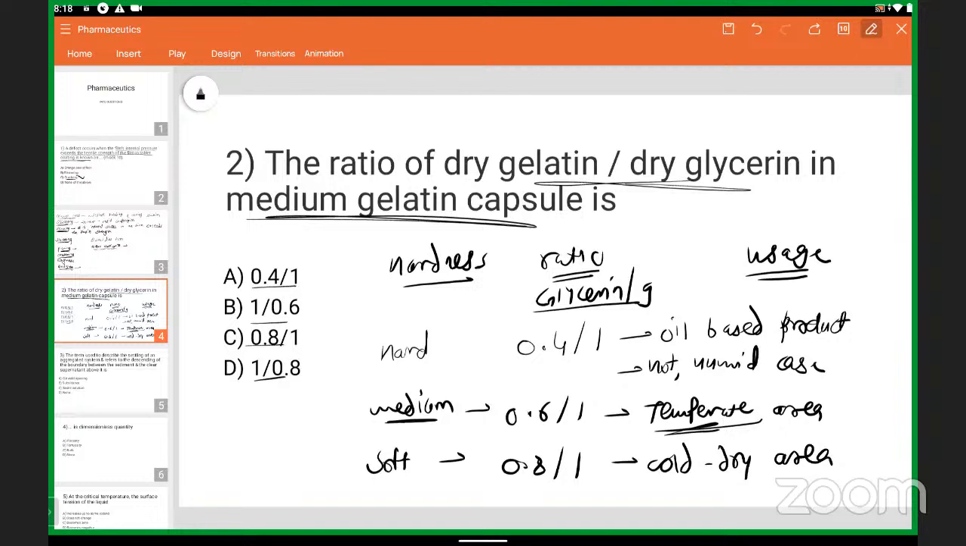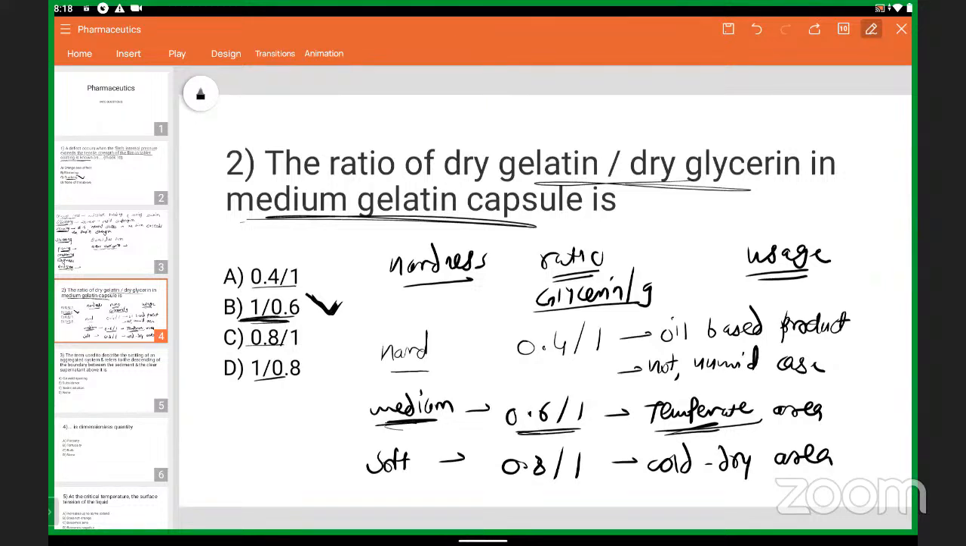Yes, so क्वेश्चन हमें जो पूछा है, तो रेशियो ऑफ ड्राई जेलाटिन टू ग्लिसरीन इन द मीडियम जेलाटिन, अगर मीडियम आप देखोगे तो द ऑप्शन इज 0.6 as to 1. So 0.6 as to 1 is observed under the option B. That is, 1 is the ratio of the gelatin and 0.6 is the ratio of the glycerin. So B option is the right answer for this question.